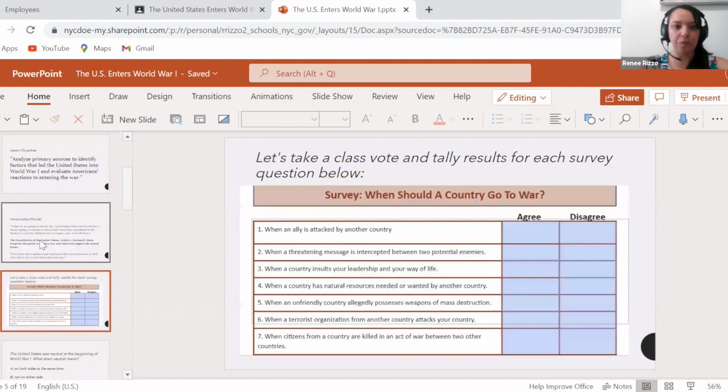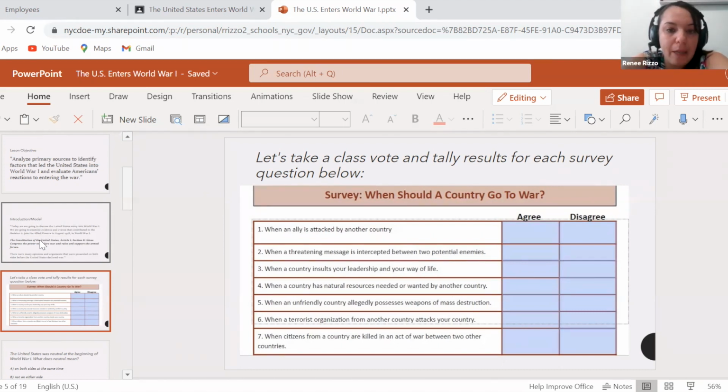There were many opinions and arguments that were presented on both sides before the United States declared war. So I would recommend that you pause on this slide to take a class vote and tally results for each survey question below. So, when should a country go to war? Number one, when an ally is attacked by another country. Do you agree or disagree?